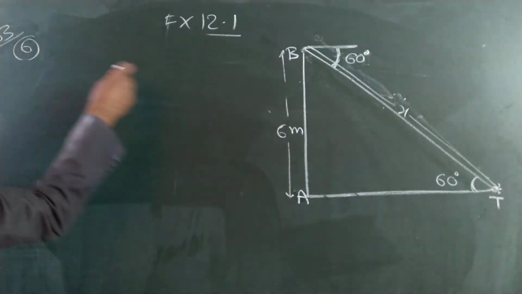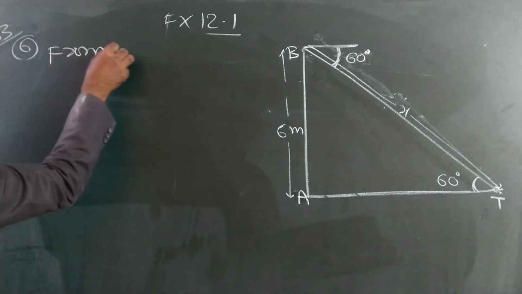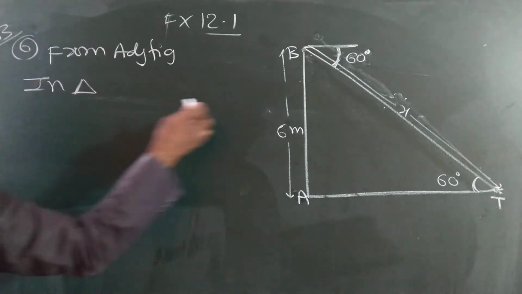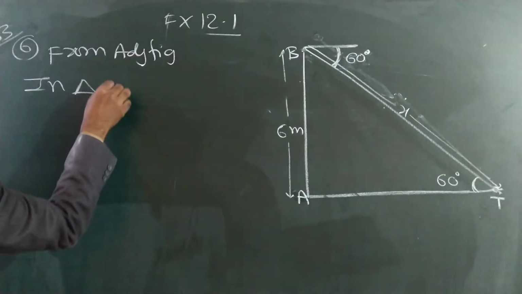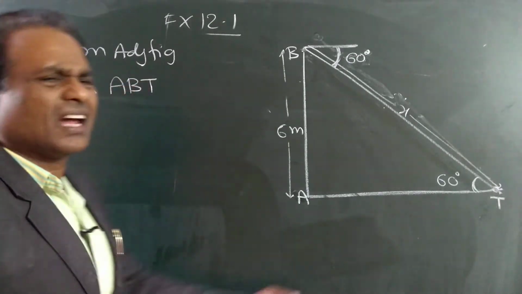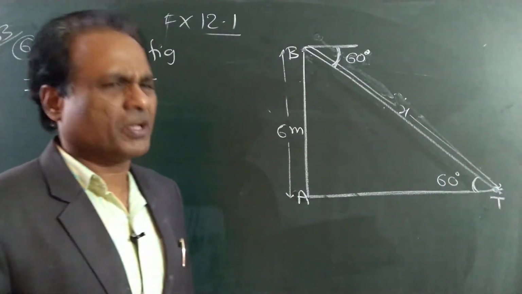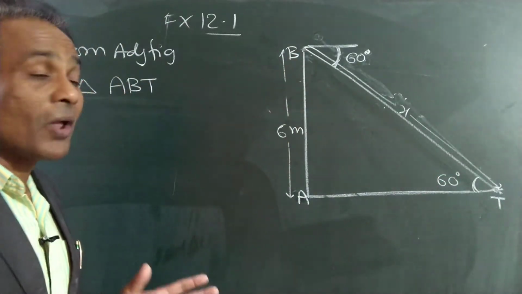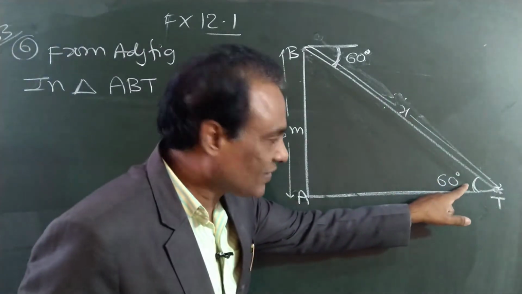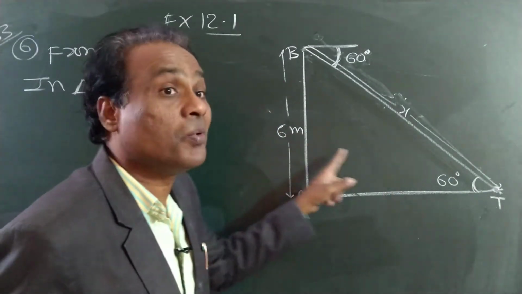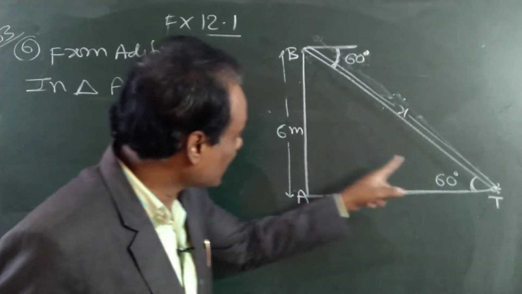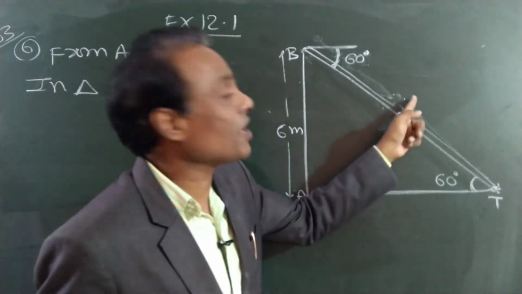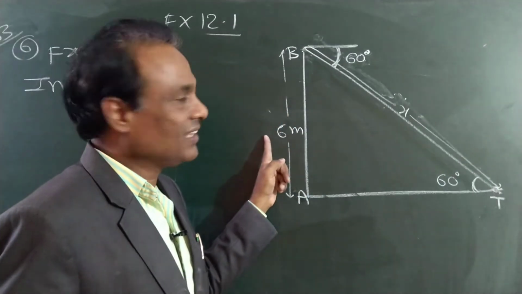See here, from the adjacent figure, in triangle ABT. Any symbols you can take; you can take C also instead of T. Because it is given that it is a target, I use T. So in triangle ABC, the problem deals with which sides? Suppose if this is the angle, what is the name of this side? Opposite side. What is the name of this inclined side? Hypotenuse.